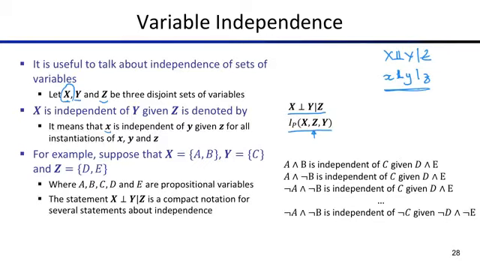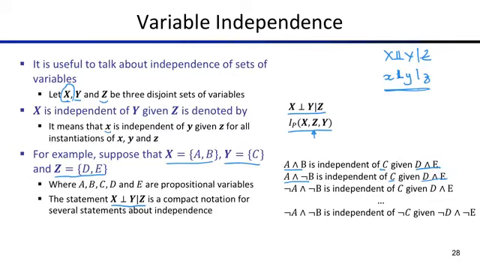To make it a little more concrete, let's suppose that x is the set of variables a and b, y is the set with just one variable c, and z is the set with the variables d and e. When we state that x is independent of y given z, we are actually saying that a and b are independent of c given d and e. And we can take another possible value: assuming these variables are binary, a and not b is independent of c given d and e.